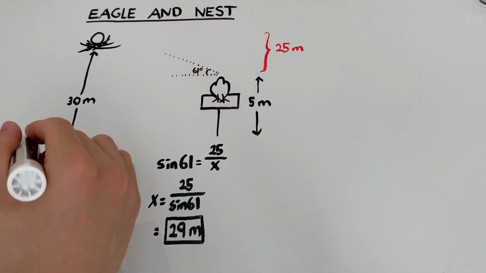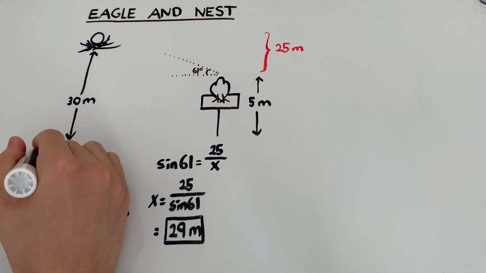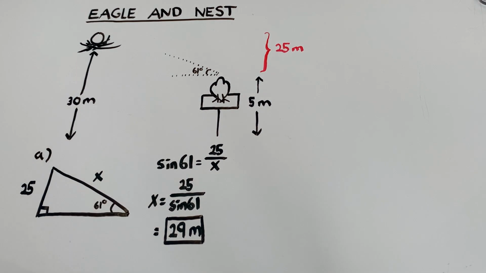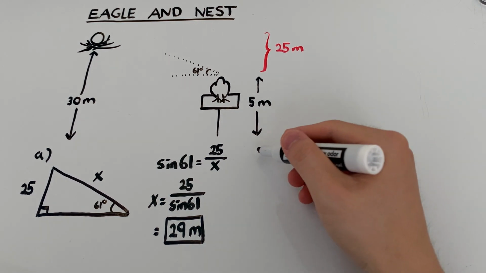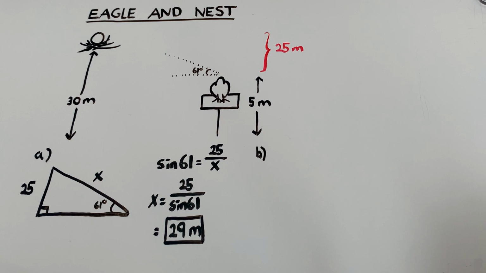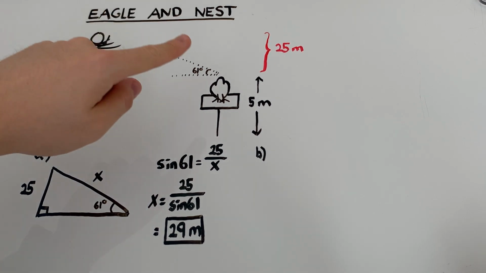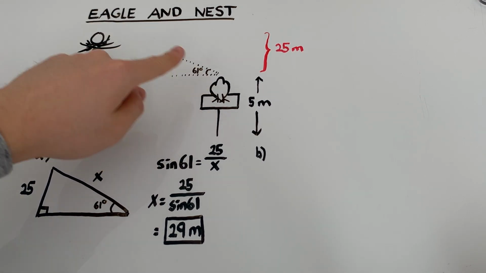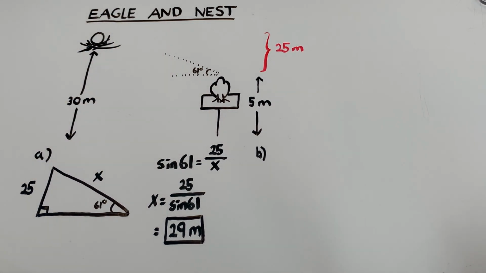I probably should have labeled that part A because there's a part B to this problem as well. So in part B, we're trying to find out how long it will take for the eagle to travel from this signpost to the nest if it flies at 4 meters per second.